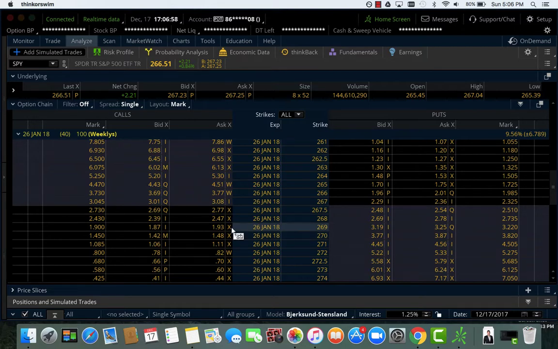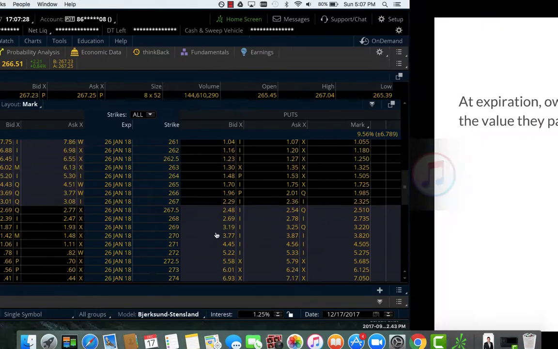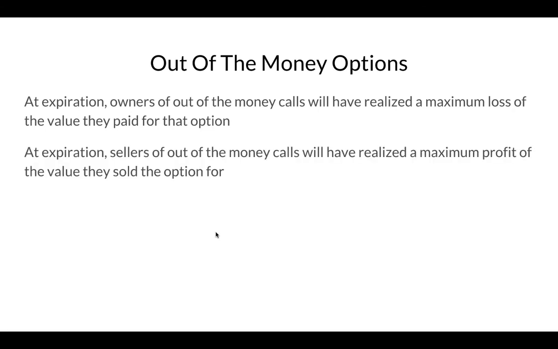So if we were an owner of the 270 call at expiration, the 270 call would be worth zero. Only in the money options at expiration have any value. So if we were the owner of a 270 call and 270 was above the current price of the stock at expiration, we would have lost any amount of money that we have paid for that option. Now, on the other side, if we are the seller of an out-of-the-money call, we will have realized a maximum profit of the value we sold the option for.